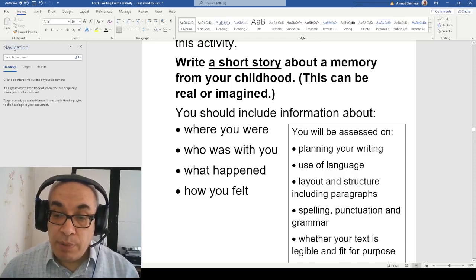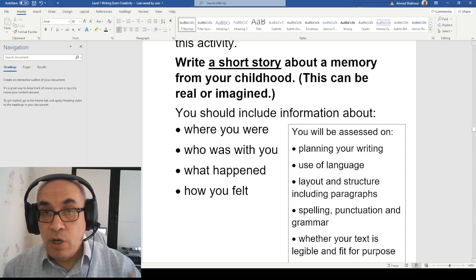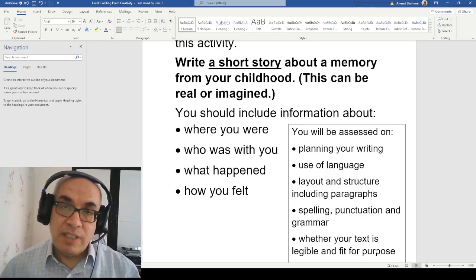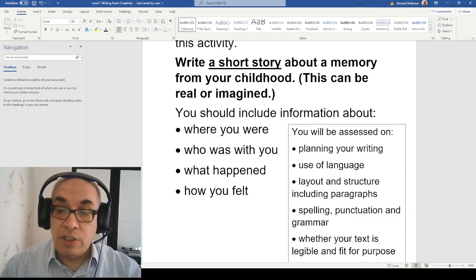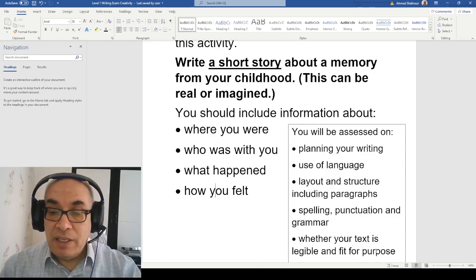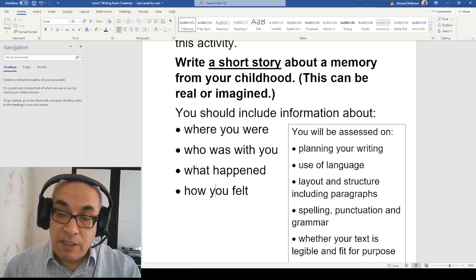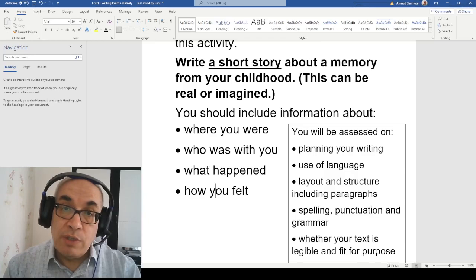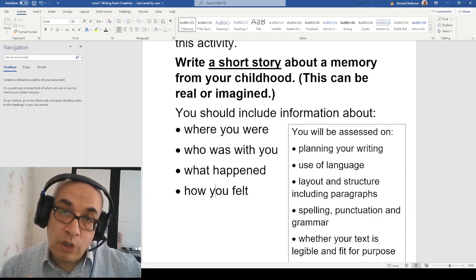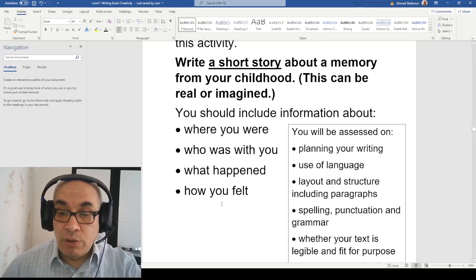And fit for purpose. So you have to think about who you are writing to. If you are writing to friends, for example, you use informal English, like thanks, how are you, hi, I'm fine. But if you write to somebody you don't know, you use formal English. So the language changes according to the audience. Audience, I mean the people who are going to read your writing.